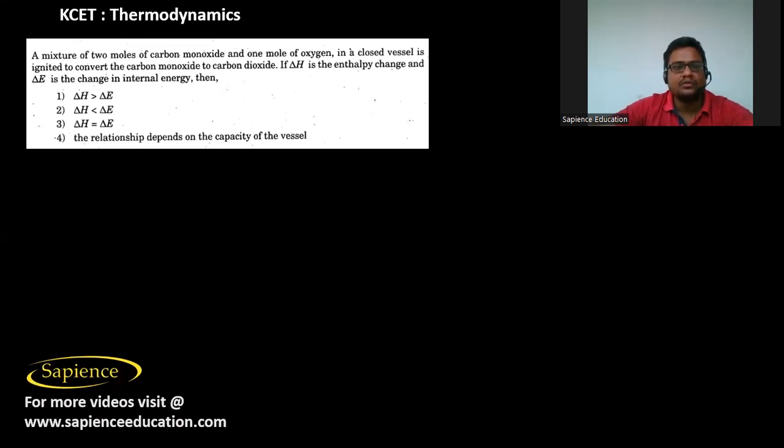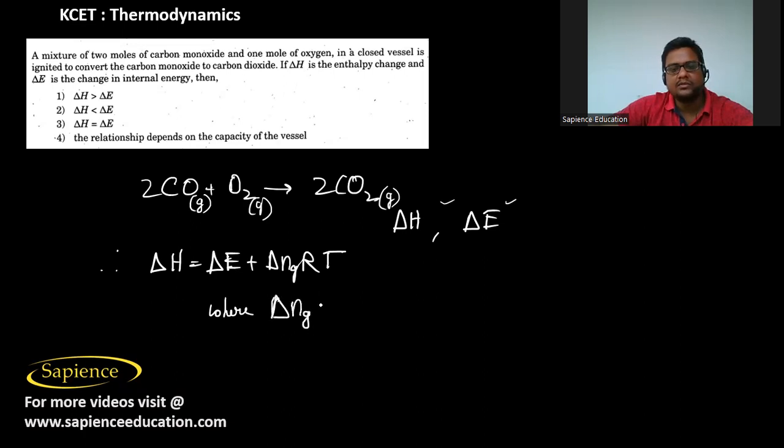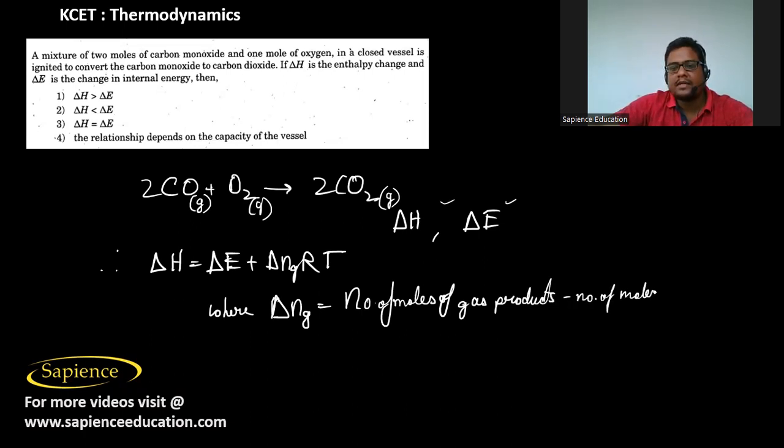Then it is told a mixture of 2 moles of carbon monoxide and 1 mole of oxygen in a closed vessel is ignited to convert carbon monoxide to carbon dioxide. So it will form 2 CO2. If delta H is the enthalpy change and delta E is the change in internal energy, then here carbon monoxide is a gas, oxygen is a gas, and CO2 is a gas. So as we know, delta H equals delta E plus delta Ng into RT, where delta Ng equals the number of moles of gaseous products minus the number of moles of gaseous reactants.